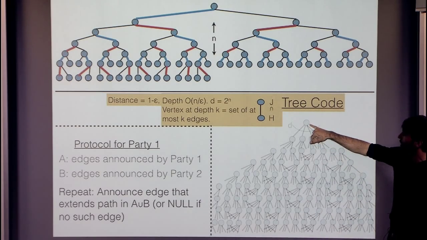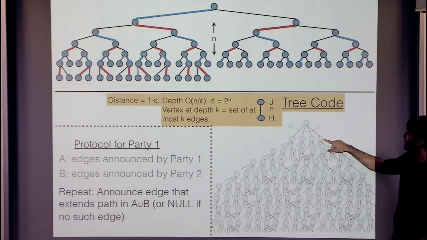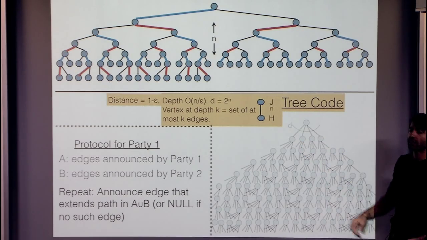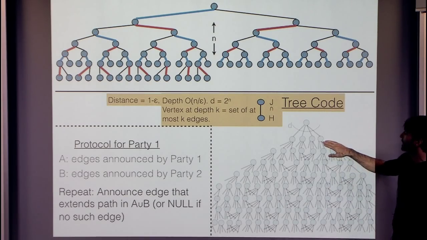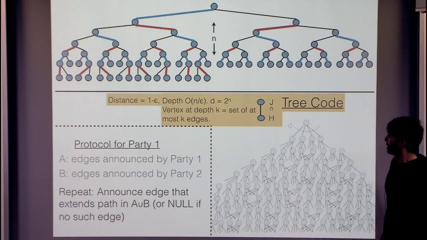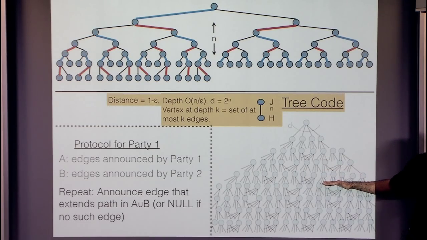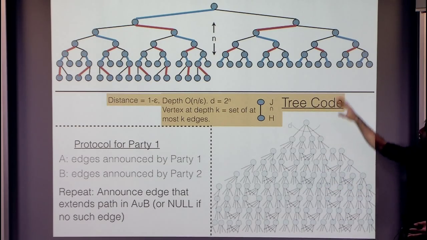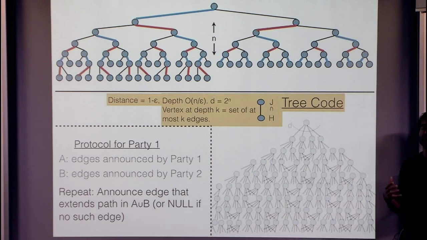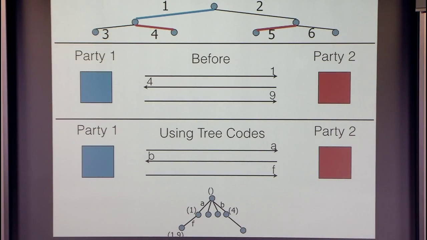The vertex at the root of the tree code corresponds to the empty set of edges. All the vertices at the next level of the tree code correspond to sets of edges of size at most 1. So in general, every vertex at depth k in the tree code is going to correspond to a set of edges in this picture which has at most k edges in it. So I'll give you an example and then maybe it'll be a little more clear.